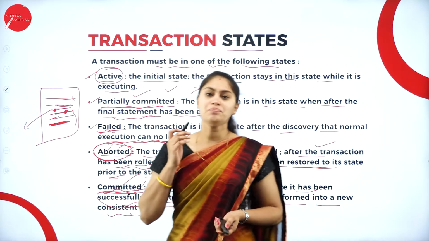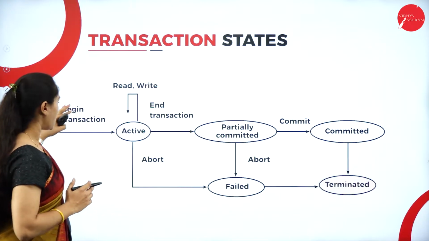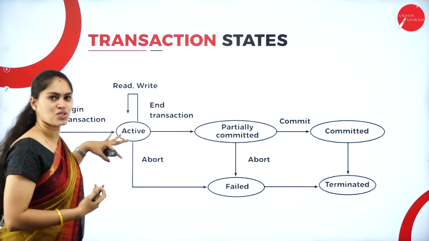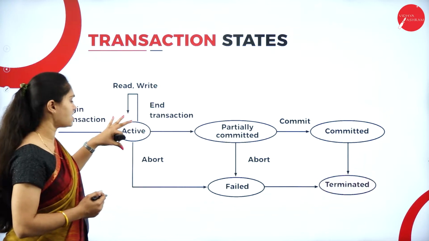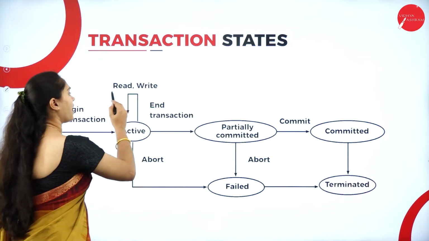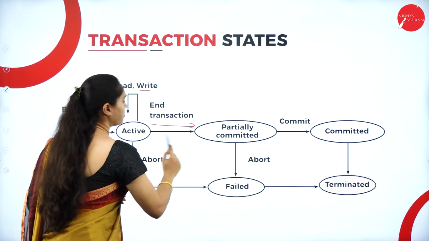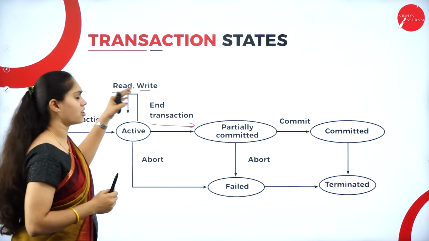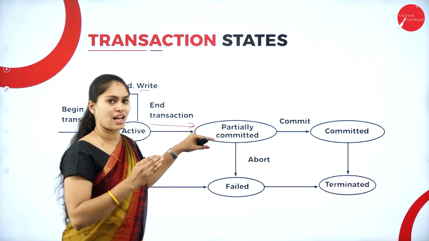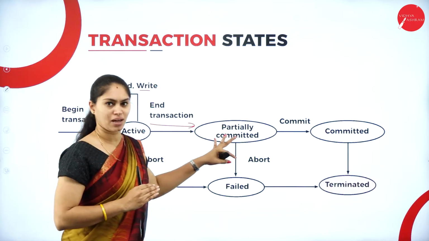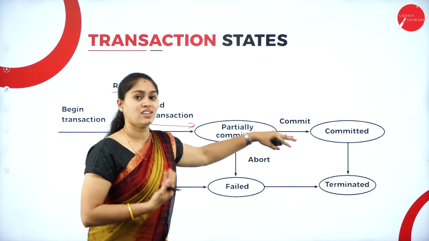Here you can see the diagrammatic representation of the transaction states. In this, the transaction is going to begin. When the transaction has begun, it will be in the active state. Once it is in the active state, it can perform either read or write operations. When I am at the last operation of a transaction, it will be partially committed. If everything went right, the commit is going to be generated.